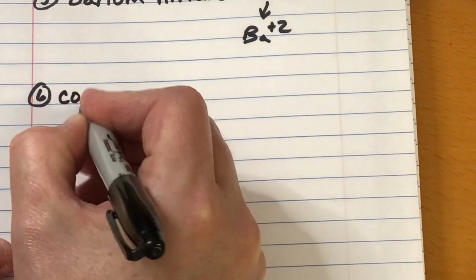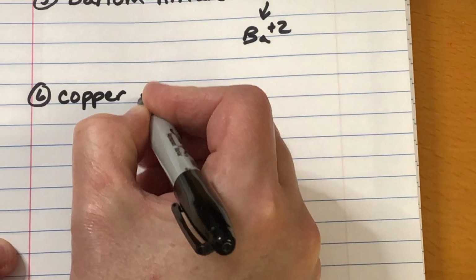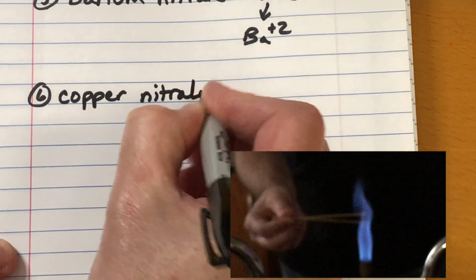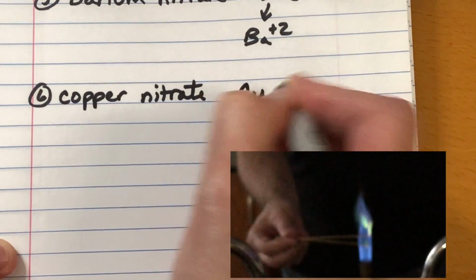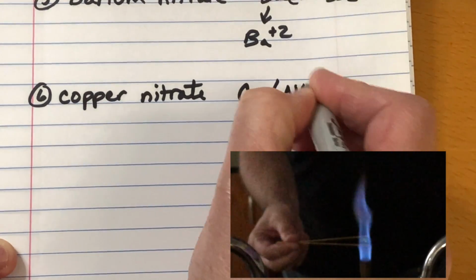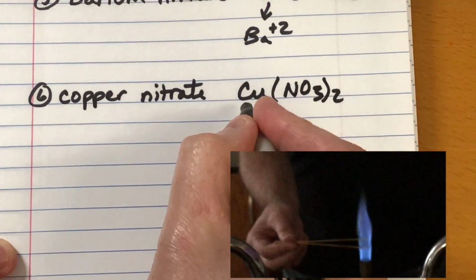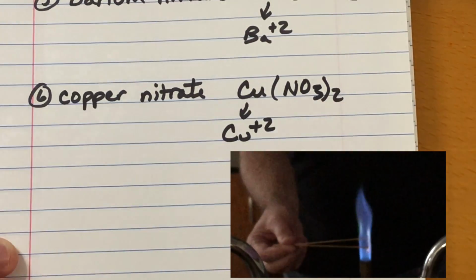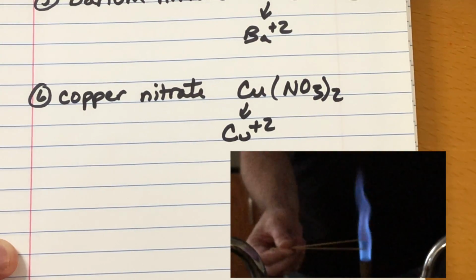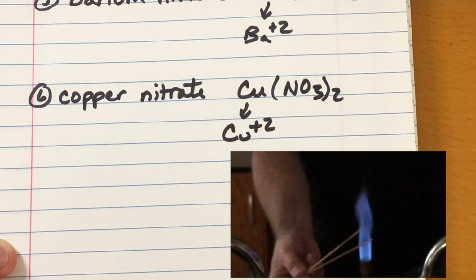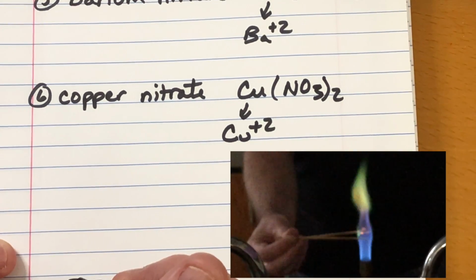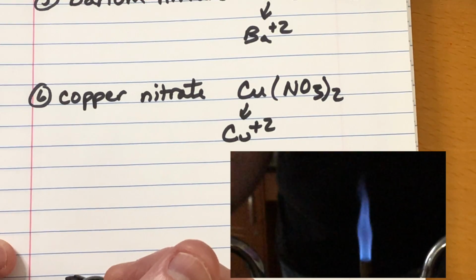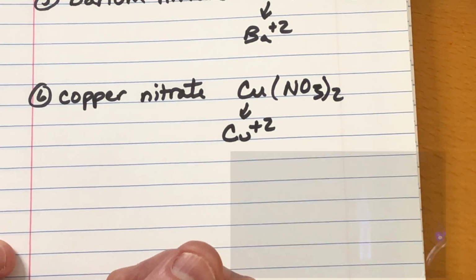The next solution is copper nitrate. So copper nitrate has a similar formula to barium nitrate in that it has a metal with a +2 charge. Now, copper can form more than one charge. In this particular case, it's a +2. It is in the middle of the periodic table. If you're looking up the periodic table on your own, you'll see that it's in the middle. But just like barium, it also has a +2 charge.